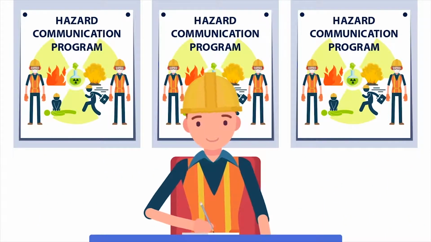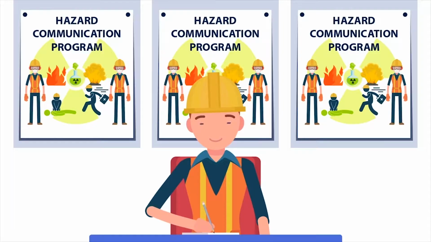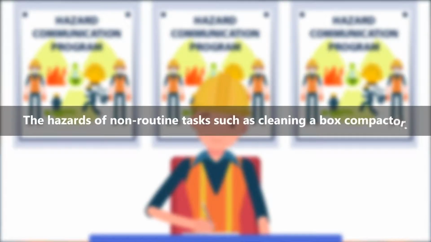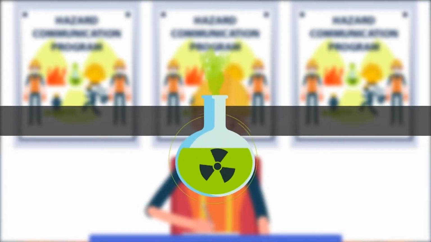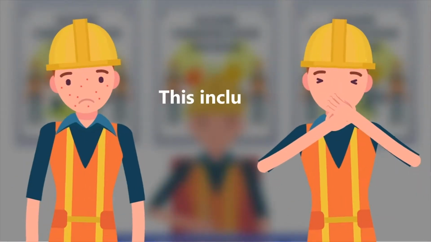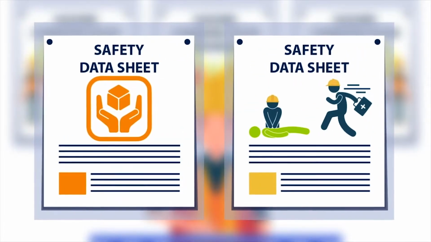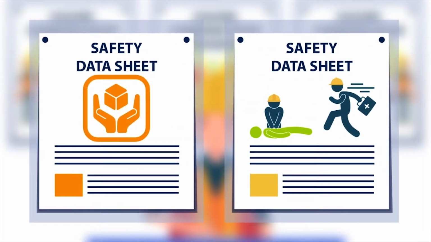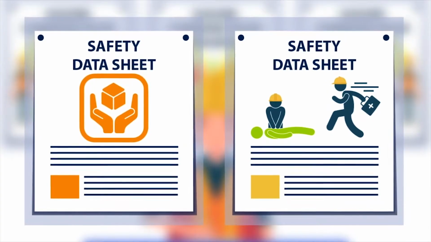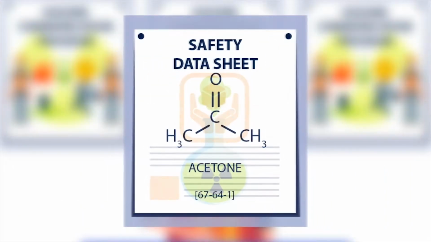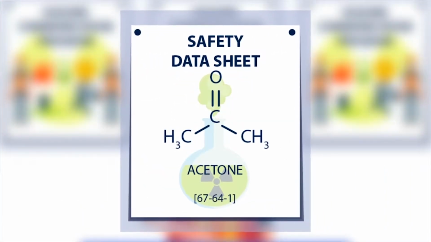Employers must have a written hazard communication program that describes how they will inform employees of the hazards of non-routine tasks, such as cleaning a box compactor. It must also inform the employees of the hazards associated with chemicals. This includes signs and routes of exposure, as well as precautions for safe handling and use. In addition, the safety data sheet must describe the precautions for safe handling and use, as well as first aid procedures. The safety data sheet must be in English and include the specific chemical identity and common names.